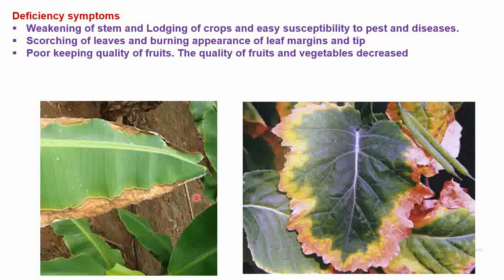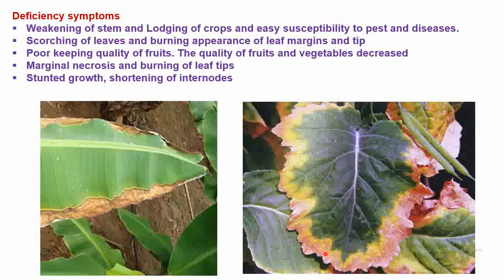Burning appearance, see the photo here. Scorching of leaves, burning appearance of leaf margin and tip. Poor keeping quality of fruit. The quality of fruit and vegetable decreased. Marginal necrosis and burning of the leaf tip. Necrosis means death of the tissues.